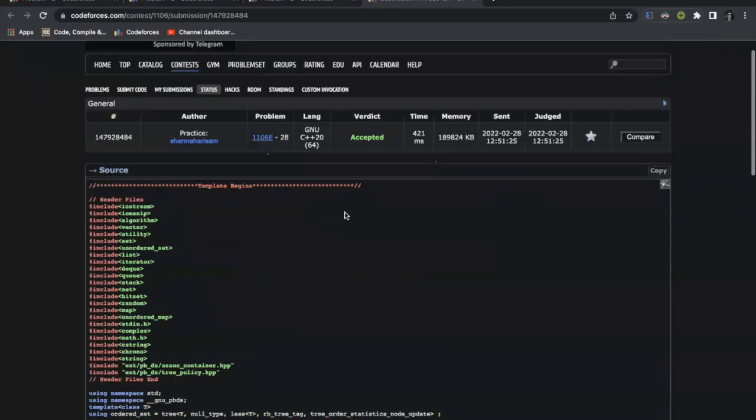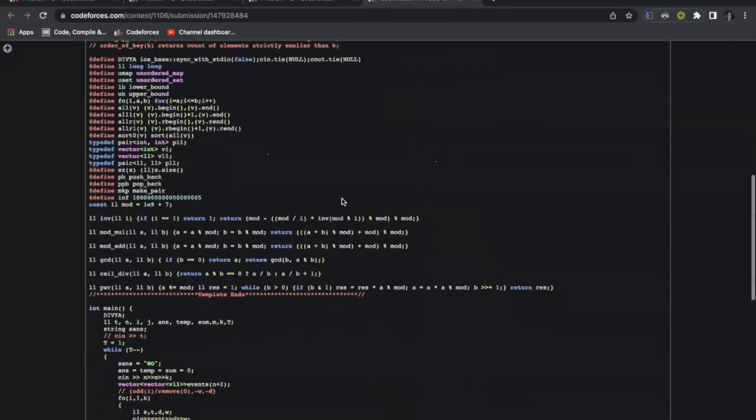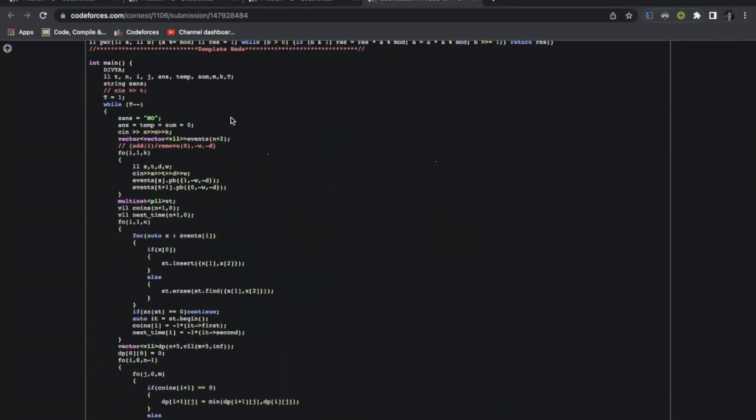So I won't be able to code this up because of lack of time. There are only 3.5 minutes. So I'll just show you guys the code, and then we can discuss the doubts quickly. So the code goes something like this.